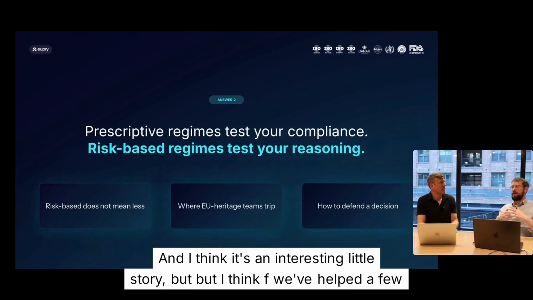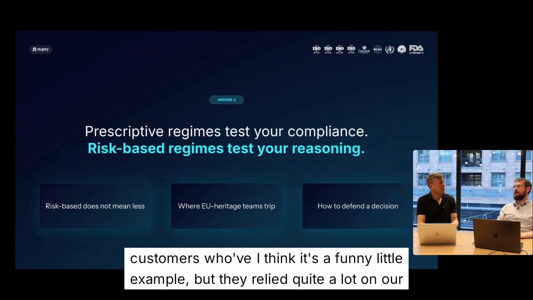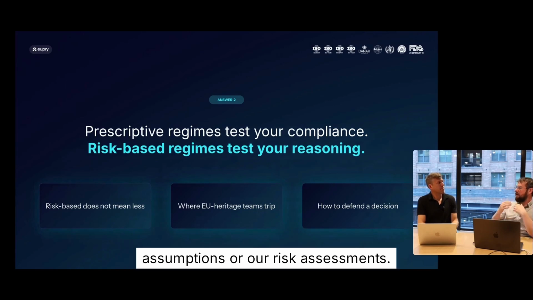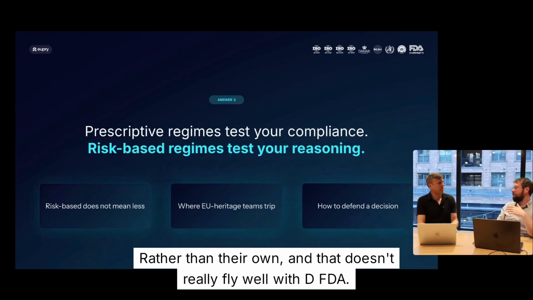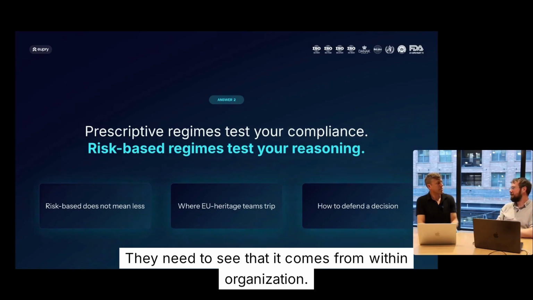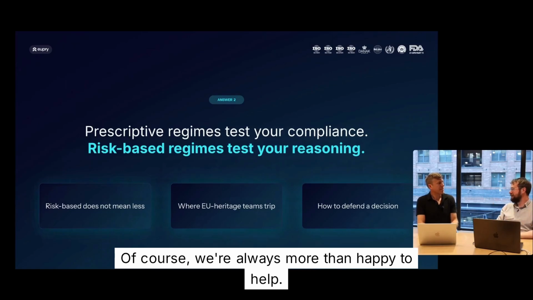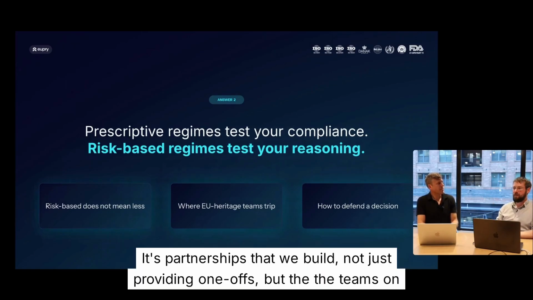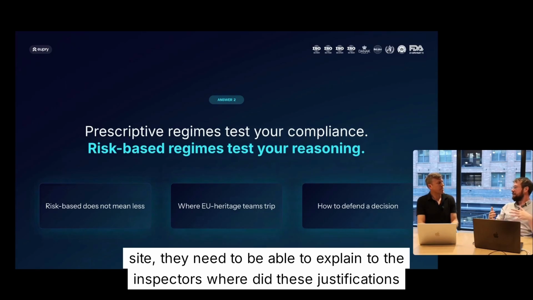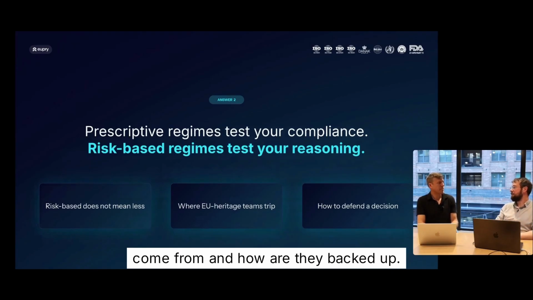I think it's an interesting little story, but we've helped a few customers who relied quite a lot on our assumptions or our risk assessments rather than their own, and that doesn't really fly well with the FDA. They need to see that it comes from within the organization. Of course, we're always more than happy to help. It's partnerships that we build, not just providing one-offs, but the teams on site need to be able to explain to the inspectors where these justifications came from and how they are backed up.